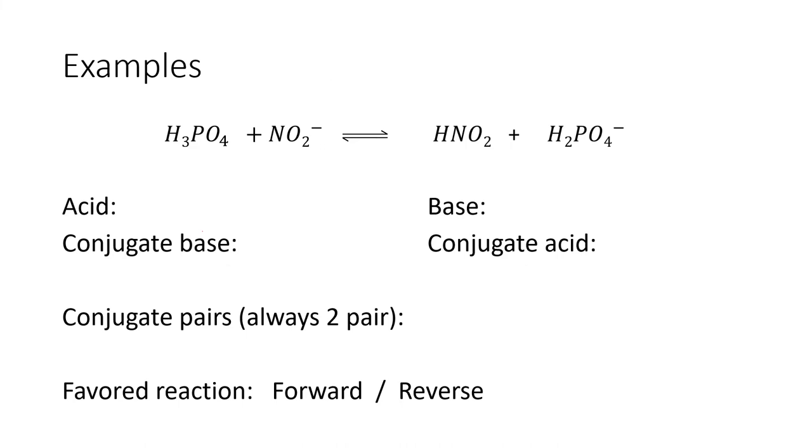Final example here. If we look here, we'll notice as we look through the forward reaction, the proton will leave the phosphoric acid and go to the nitrite, which makes the phosphoric acid the acid, and then the nitrite is your base. In the reverse reaction, we'll notice that the proton will leave the nitrous acid and join the H2PO4 ion. So we've got our conjugate acid and our conjugate base.